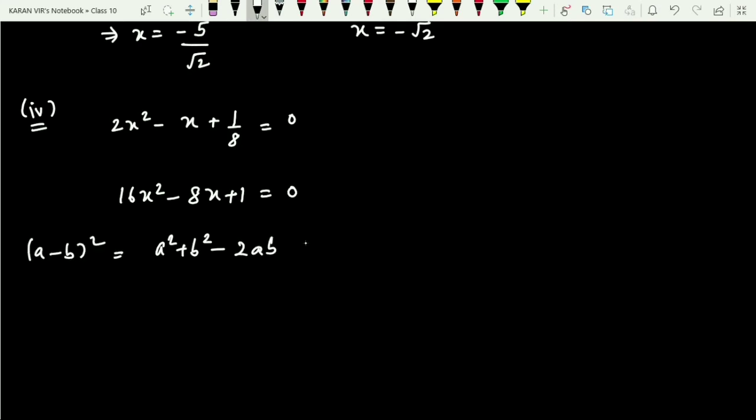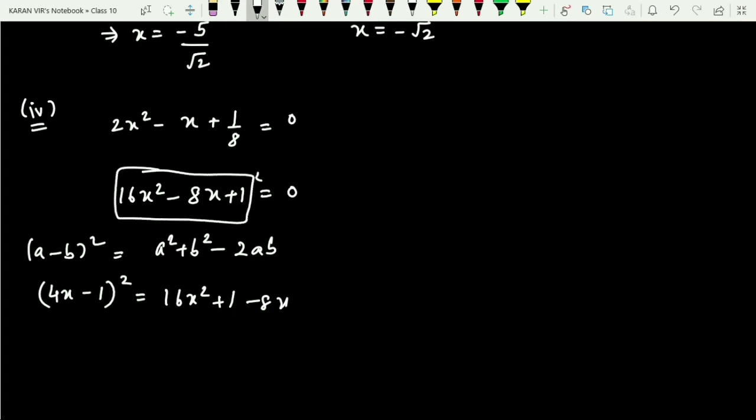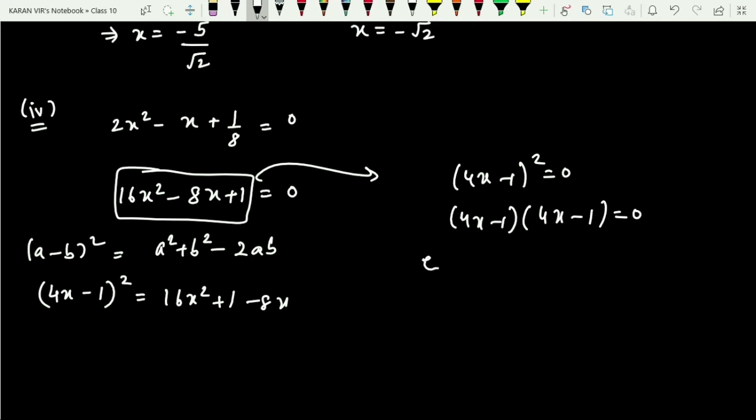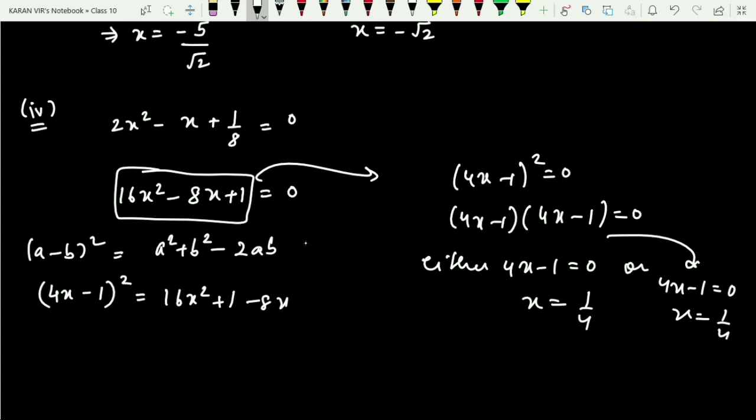And what is the a in this case? That is 4x. And what is your b? That is 1. So if you apply the formula here, this will become 4x whole square, that is 16x square plus 1 minus 8x. So this equation is nothing but a perfect square, 4x minus 1 whole square is equal to 0. So you can write it like this also, 4x minus 1 into 4x minus 1 is equal to 0. So either 4x minus 1 is equal to 0, so x is 1 by 4, or the same case here also, 4x minus 1 is 0, so x is equal to 1 by 4. So in this case we got repeated roots, that are 1 by 4 and 1 by 4.